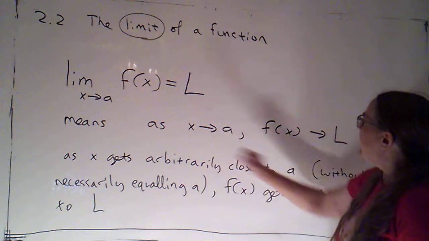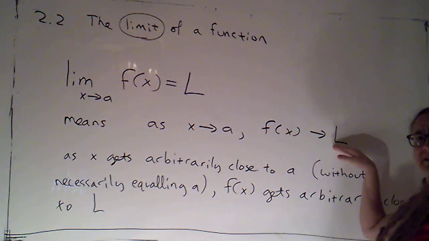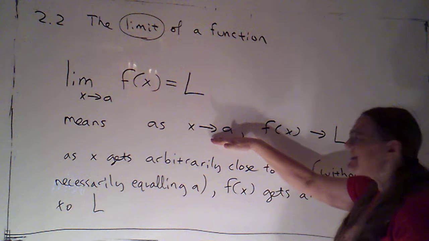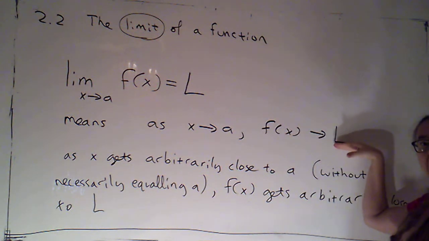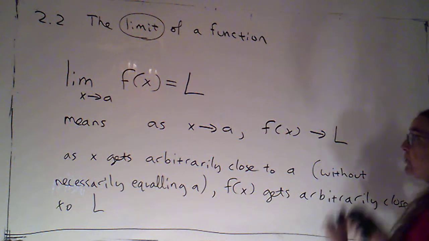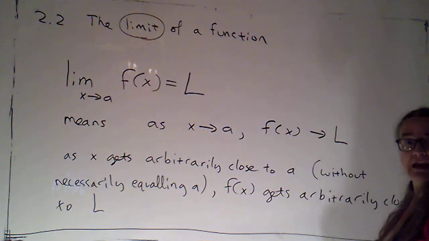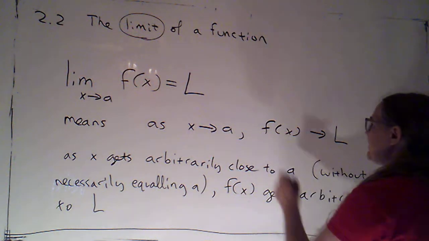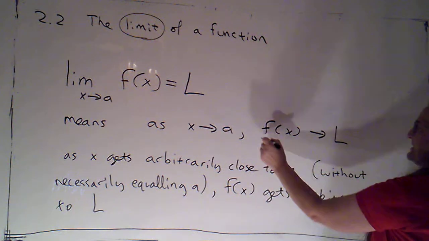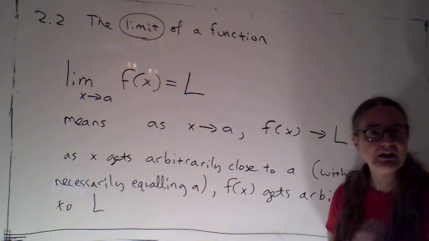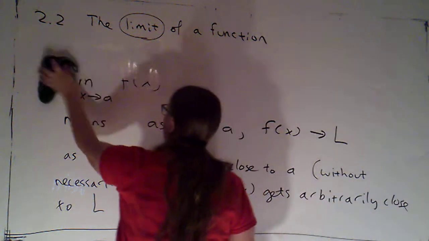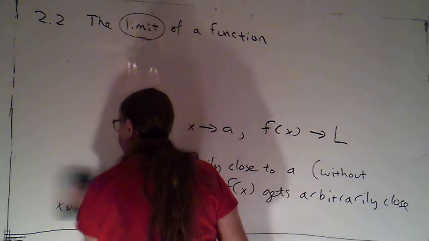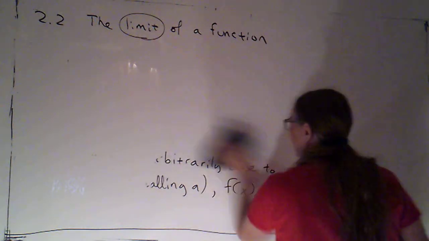Now, I like to phrase it this way, because it's because x gets close to a that f of x is going to get close to L. I will just mention that your book gives you this same informal definition of limit, but it just reverses the order. It says f of x gets close to L when x gets close to a. It means exactly the same thing, it's just the flexibility of the English language.